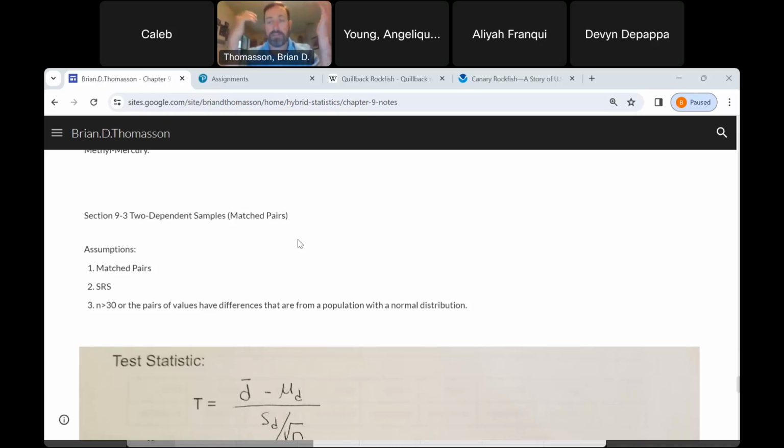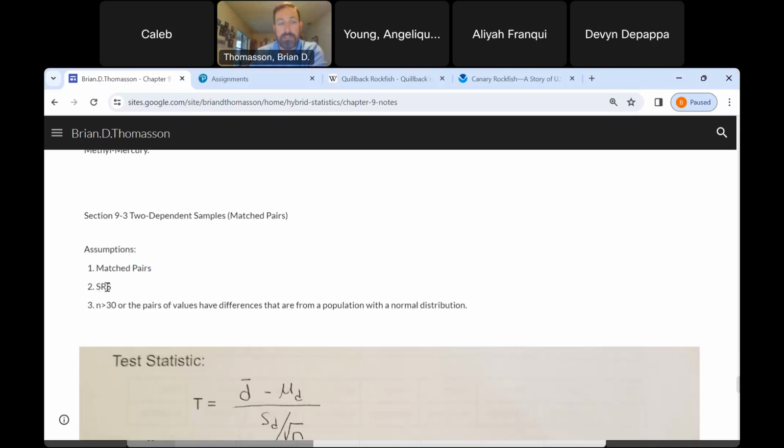It would make no sense to compare my before weight to one of your after weights. That doesn't make any sense. So we say, okay, my weight before, my weight after, did I actually lose weight or not? So quite often it's before and after, but it can be some other type of pairing. So our first assumption is matched pairs.